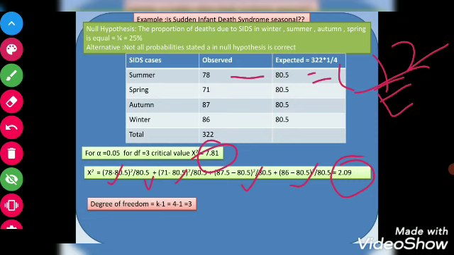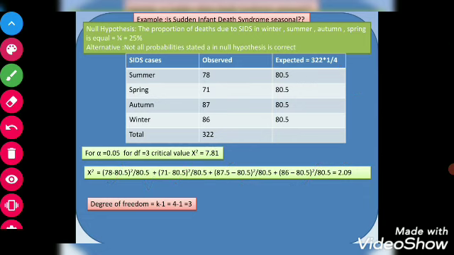So your calculated value is lower than the tabulated value. So you will accept the null hypothesis and reject the alternate hypothesis. What was your null hypothesis? That the incidence of disease in all the seasons is equal.